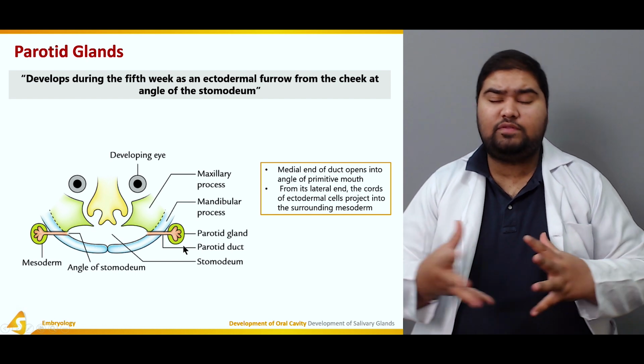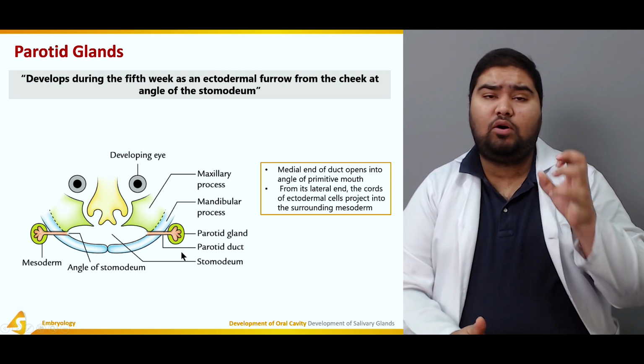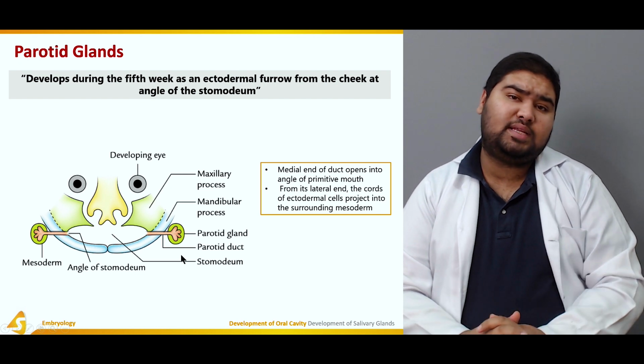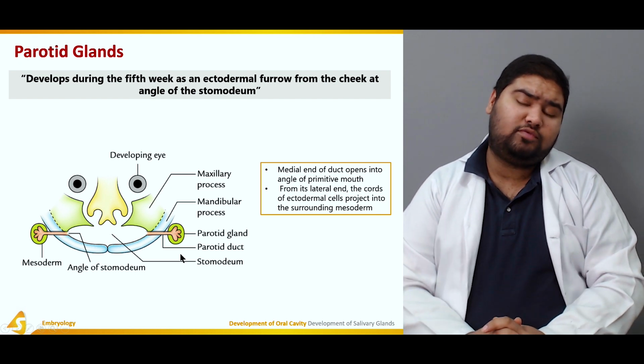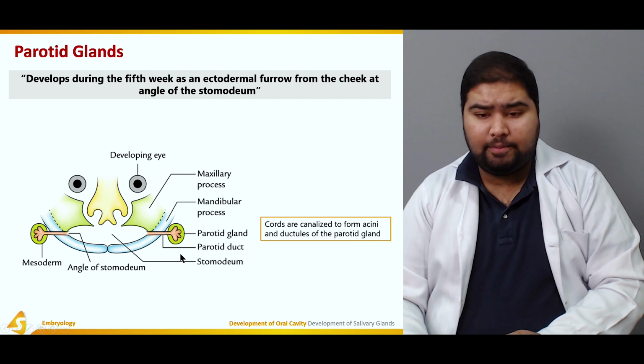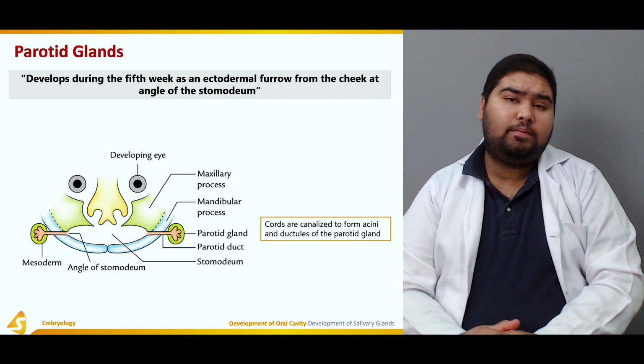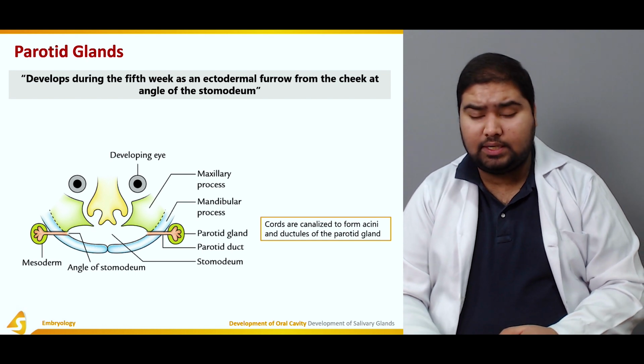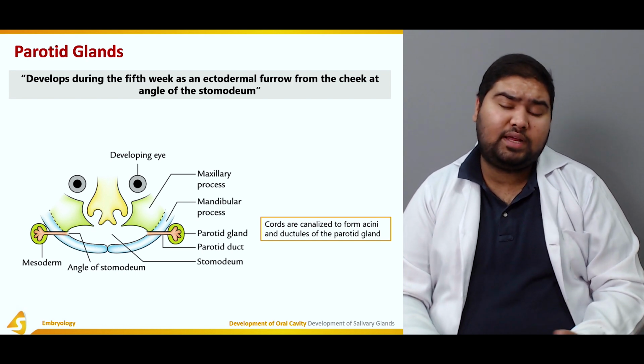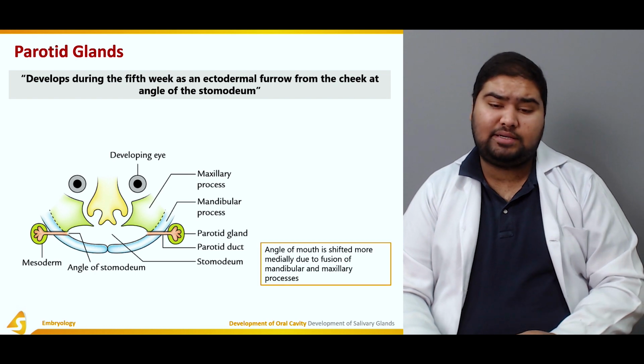As the development of the salivary gland takes place, the cords project into the mesenchyme and continue to branch to form the acini. Now, the cords are canalized to form acini and ductules of the parotid gland. We talked about it earlier. This is the development of salivary glands, and this is a set pattern.